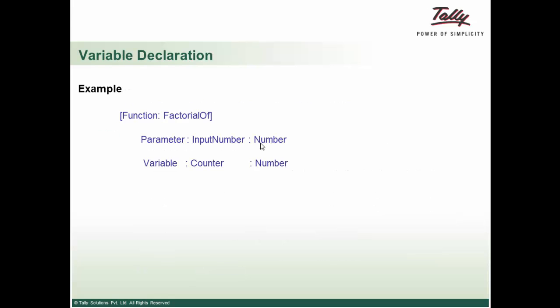So this is how we can have a function colon factorial of input, where input is my parameter, the value that we are going to take from the user, and we will have another variable called counter. This is what we are going to take for our intermediate calculation purposes. We'll have this variable.